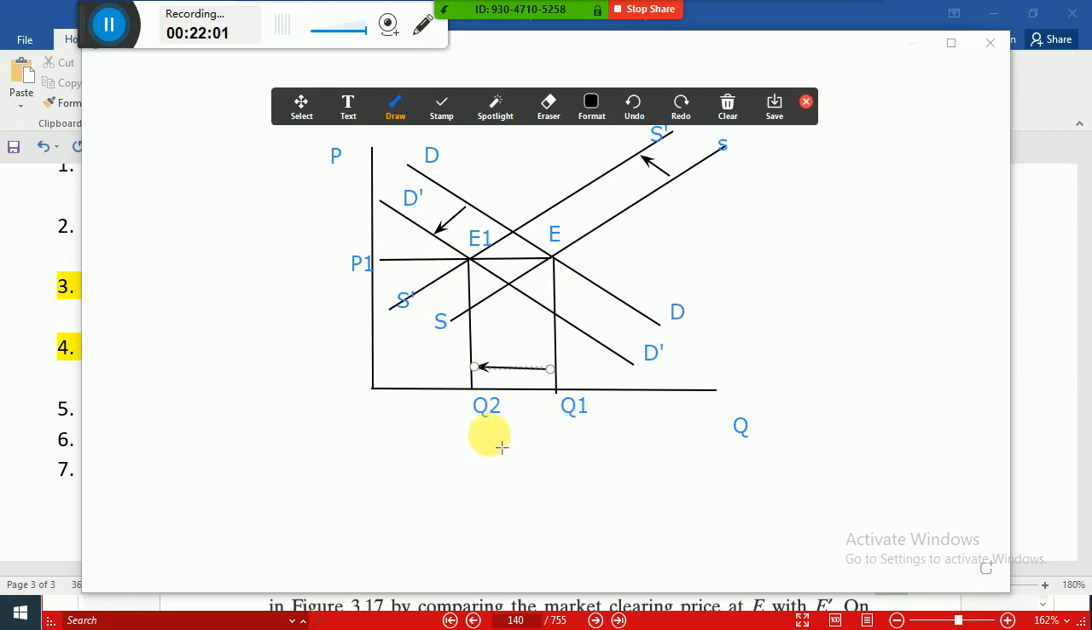What is meant by decrease in demand? It simply means now consumers want to purchase less. What is meant by decrease in supply? Sellers want to sell less. So as a result, what will be the situation? There will be no change in price, but less quantity will be purchased and sold in the market. So the new equilibrium quantity is Q2.